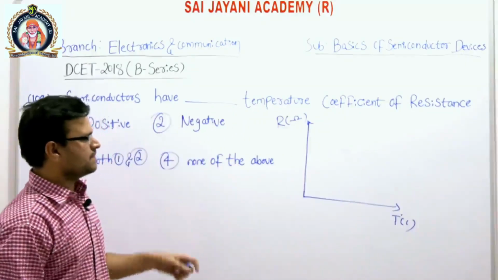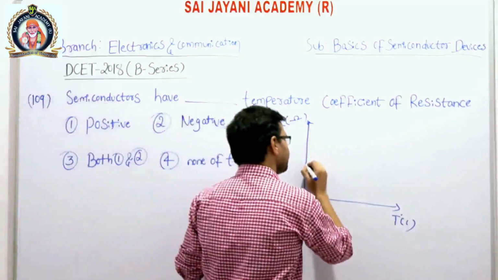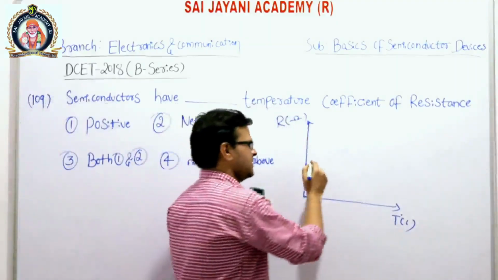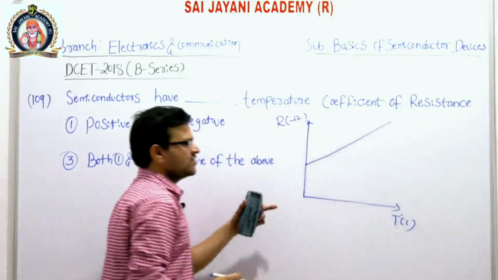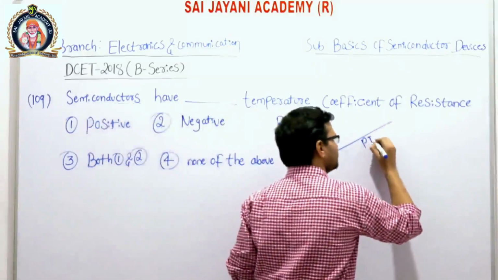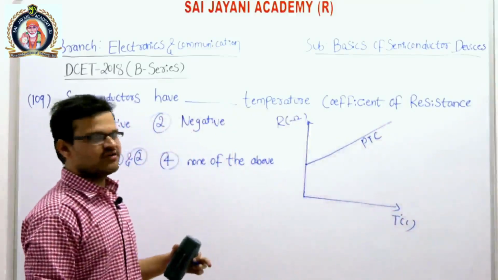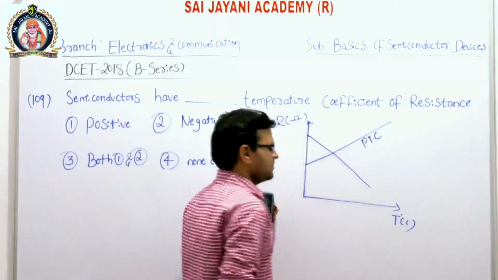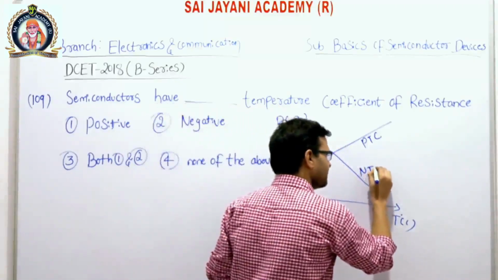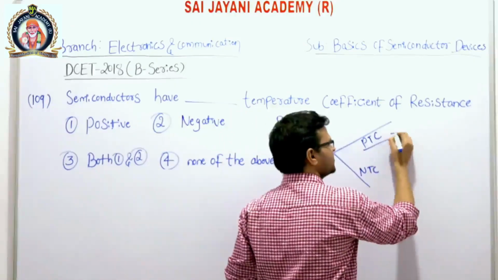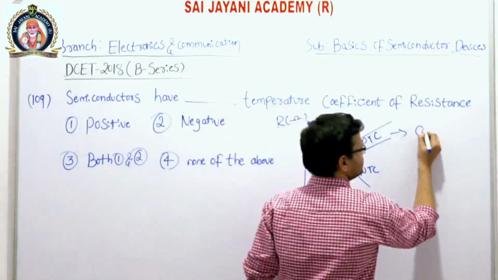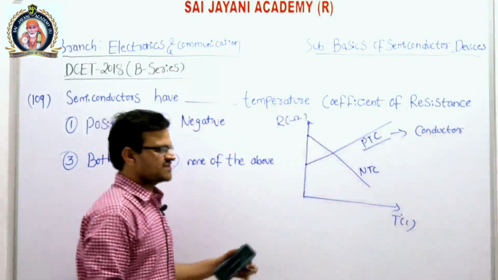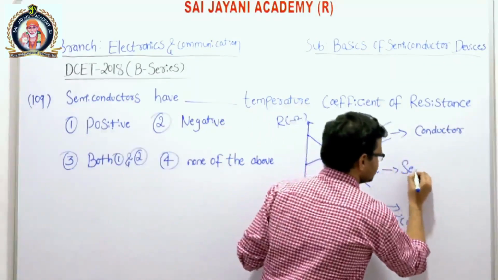If we try to explain with a graph, in positive temperature coefficient of resistance, if we increase the temperature, then the resistance of a material also increases. That is the positive temperature coefficient of resistance. But in negative temperature coefficient of resistance, as we increase the temperature, the resistance of the material decreases. For positive temperature coefficient of resistance, the example is a conductor. Similarly, for negative temperature coefficient of resistance, the example is semiconductors.